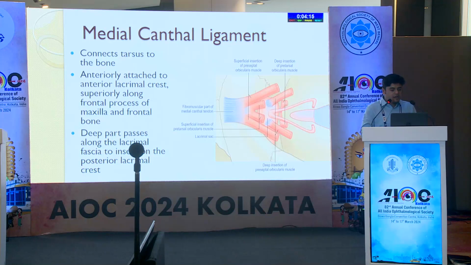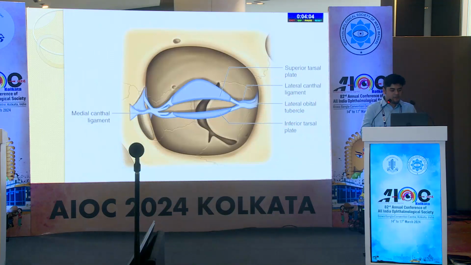Now, medial canthal ligament, it is one of the structures of the eyelid skeleton which connects the tarsus to the bone, and it is anteriorly attached to the anterior lacrimal crest and superiorly along the frontal process of maxilla and the frontal bone. The deep part, which is important, passes along the lacrimal fascia to insert on the posterior lacrimal crest.